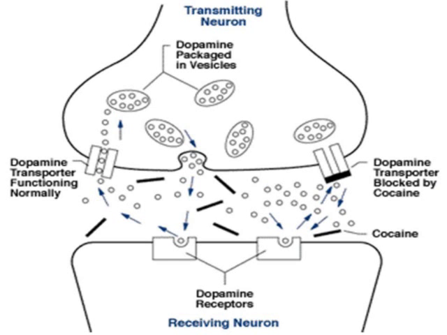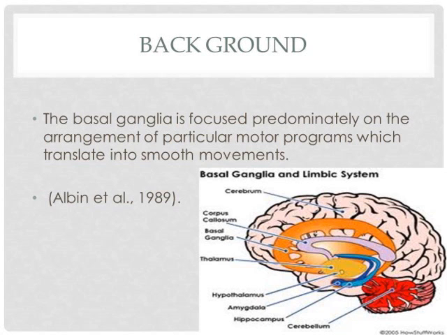In the brain, dopamine functions as a neurotransmitter, a chemical released by nerve cells to send signals to other nerve cells. The disease is caused by the slow deterioration of the nerve cells in the brain which create dopamine. Dopamine is a natural substance found in the brain that helps control muscle movements throughout the body. The basal ganglia are focused predominantly on the arrangement of particular motor programs which translate into smooth movements. They are associated with a variety of other functions including voluntary motor control, procedural learning, and routine behaviors.